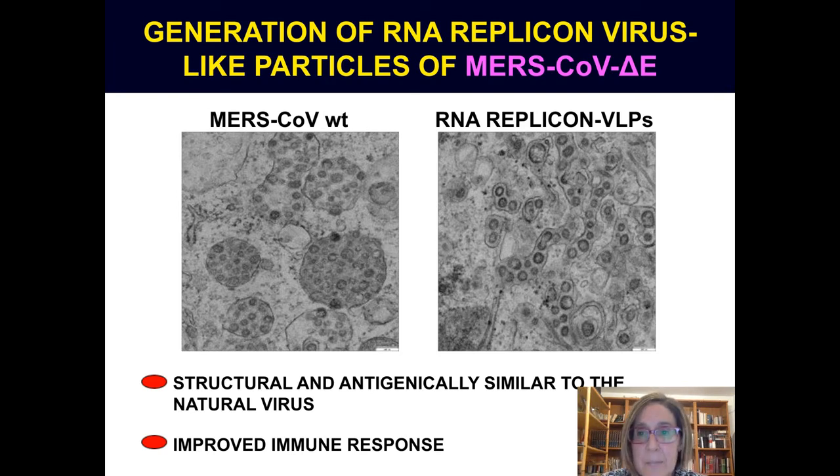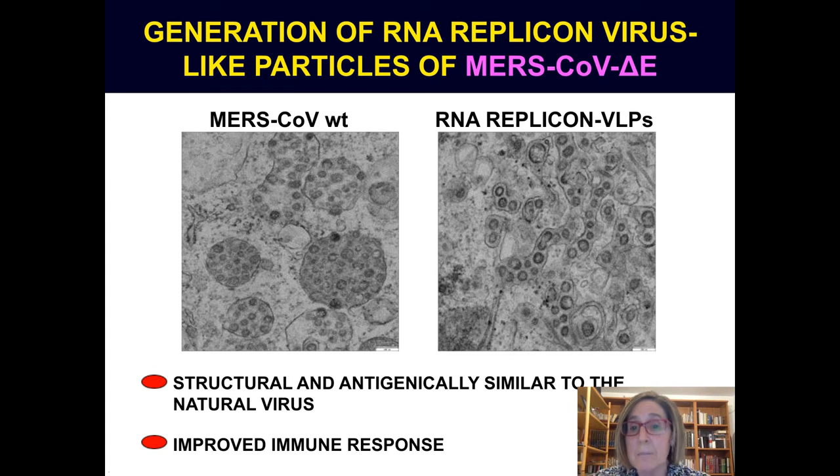Inside the cells, the RNA replicon amplifies its RNA and produces the antigenic proteins of the virus, and forms these virus-like particles, which are antigenically similar to the wild-type virus shown to the left.